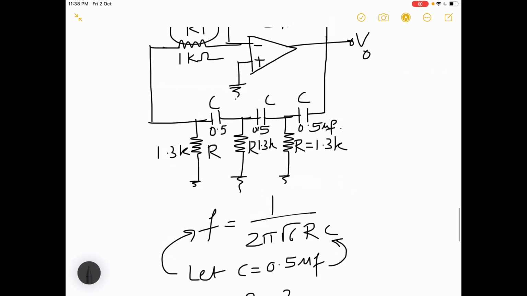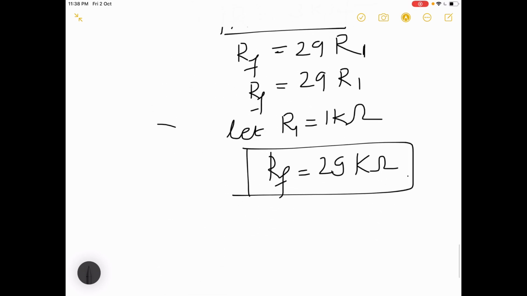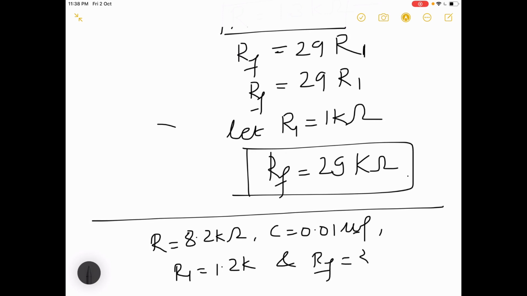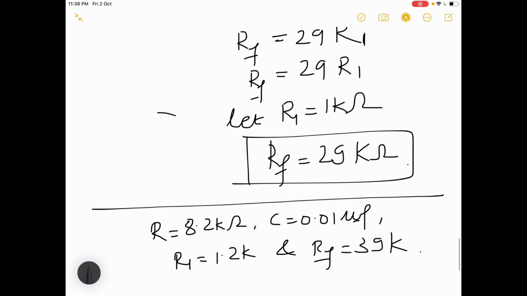Many times questions are also like this. Suppose the second question is like this: RC phase shift oscillator is having R equal to 8.2 kilo ohms, then C equal to 0.01 microfarad, R1 equal to 1.2 K and RF equal to 39 K, and the question is: determine whether we get sustained oscillations.